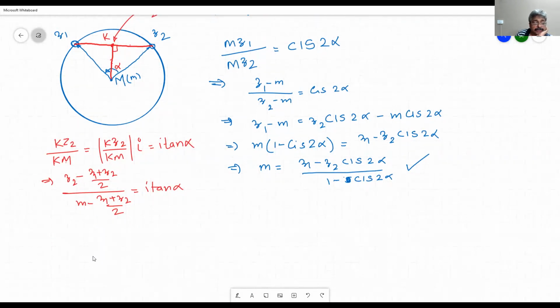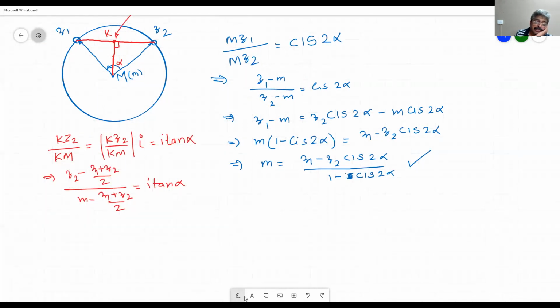Won't the i get cancelled? Huh? Won't the i get cancelled? Why will i get cancelled? Because i is in both places. Which i do you want to cancel? This i with this? Yes. No, I mean we are giving a meaning to this because we know alpha. We want to bring alpha into the picture. We are not interested in Kz2 and Km.